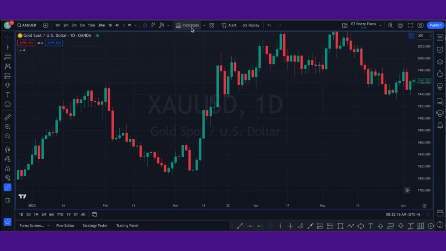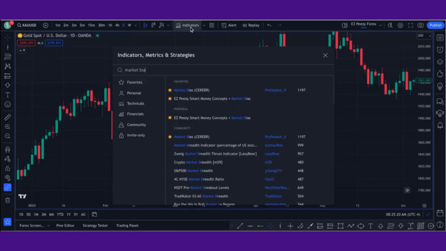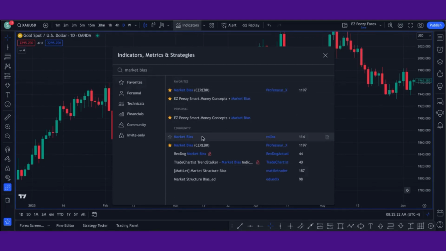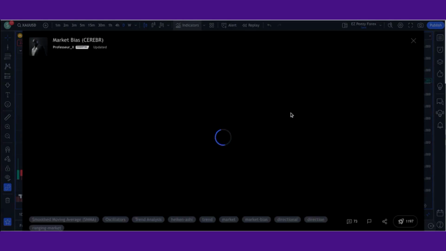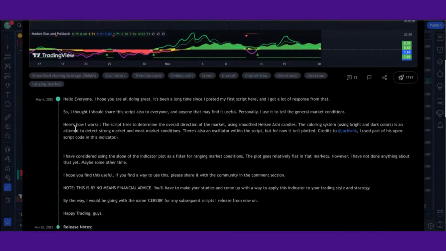So the name of the indicator is, again, market bias. You can just type in market bias, and you're looking for the one by Professor X. This is the one that you're going to use. I'm going to add it to the chart, but first we're going to go over two things in his description. First, he tells you how to use it. I like to see what the authors say when they say how it works, because that gives me an idea of the original intent. Doesn't mean I have to stick with it, but it does give me an idea.